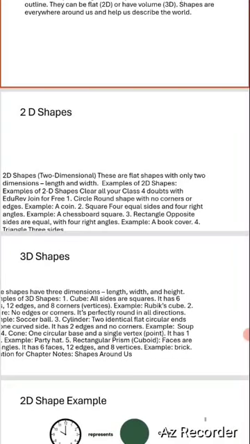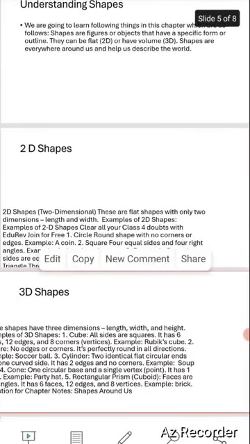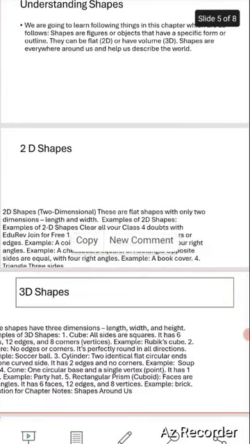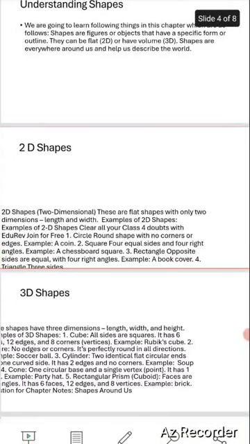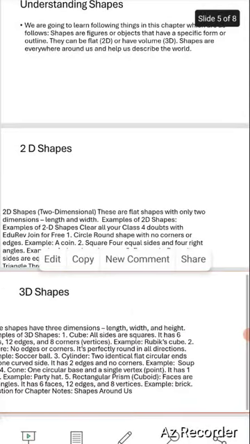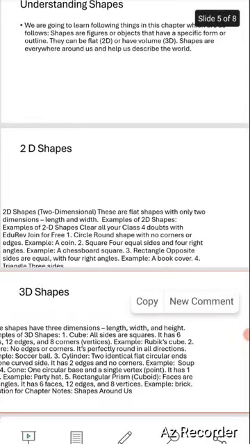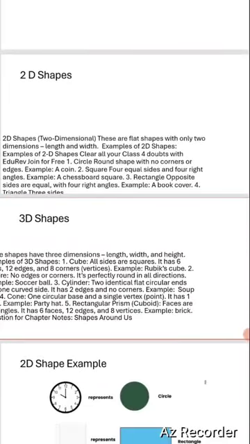2D shape, like 2-dimensional shape, has 2 dimensions only, maybe length and width. Examples of 2D shapes: in your class you can see a circle, a round shape with no corners or edges, like a coin. You can also see a square with equal sides and 4 right angles. A chessboard square, a rectangle, your blackboard, and so many things. They have 2 dimensions only.